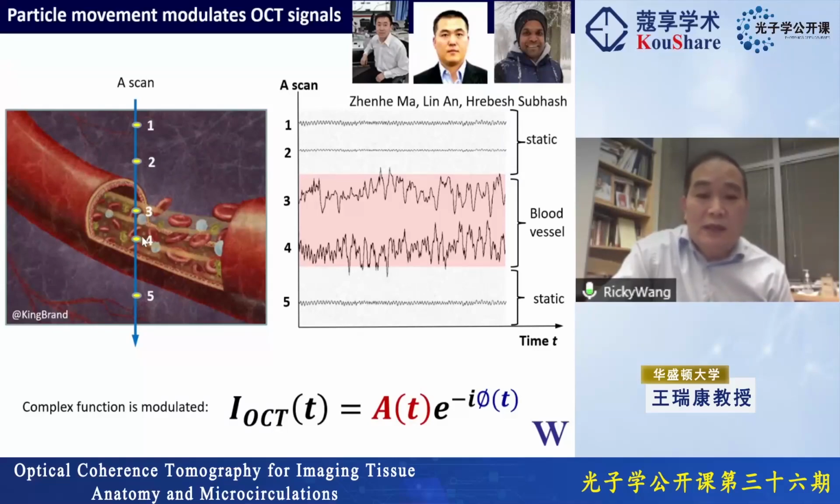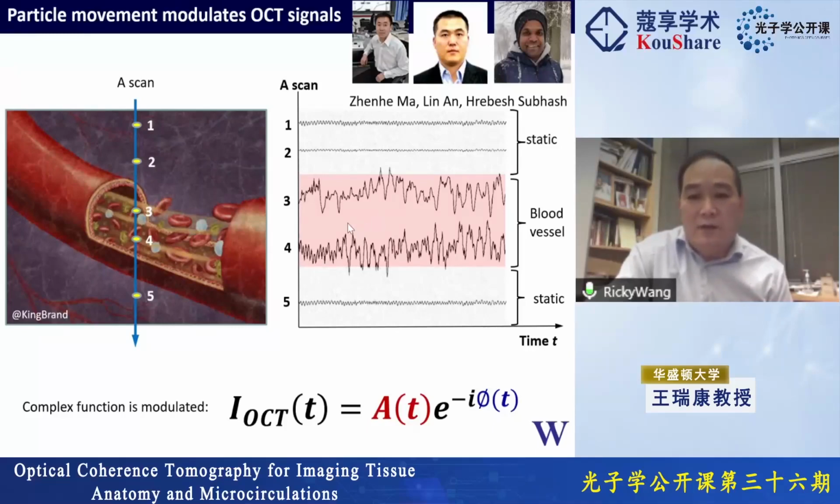Okay, and pixel 3 and pixel 4 are within the moving blood flow. Now, if I repeatedly capture these A-scans over time, I have a time series of the OCT signals. Pixel 1, pixel 2, and pixel 5 are static, so in this case your OCT signal will be static, with only some noise on top of it. And this is system noise or tissue noise.